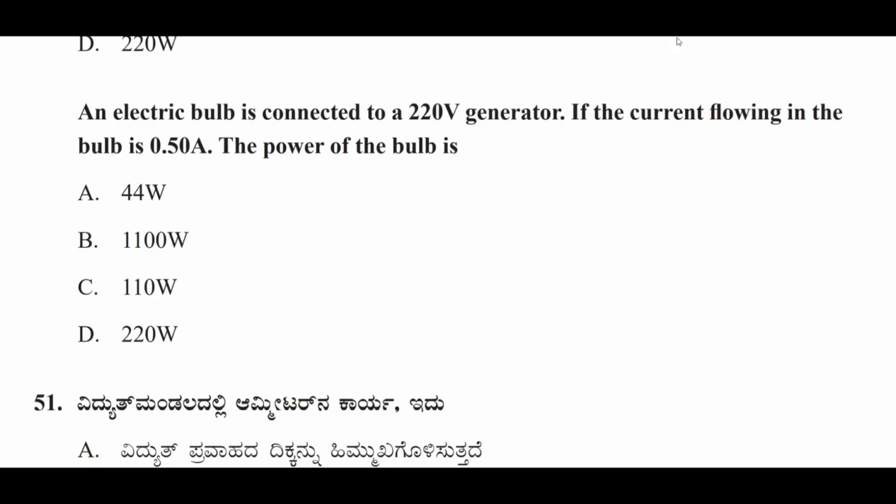An electric bulb is connected to a 220 volts generator. If the current flowing in the bulb is 0.05 ampere, then the power of the bulb is... The power of an electric appliance is given by P equals V into I.